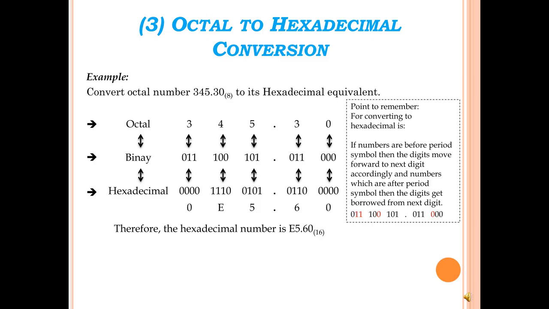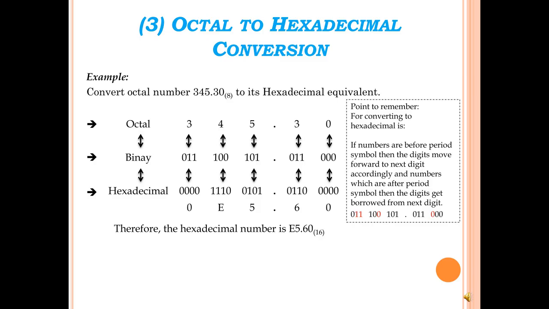That means in the binary we have 0, 1, 1, and we borrow one digit from the next. That is, we borrow number 0 and it becomes 0, 1, 1, 0. And we do not have anything left over there and only zeros are left. So we keep the valuation as 0, 0, 0, 0, which converts to 0.